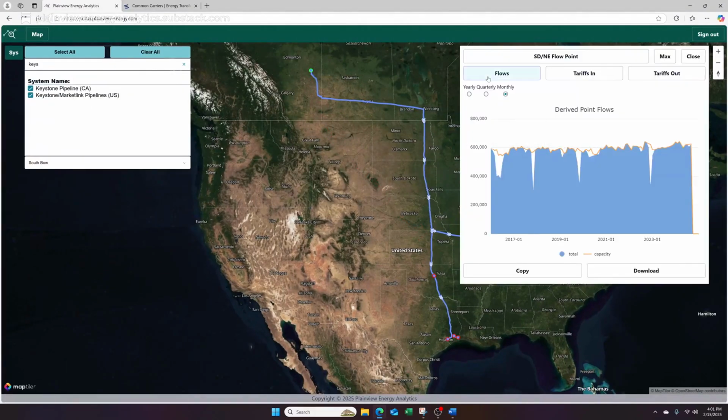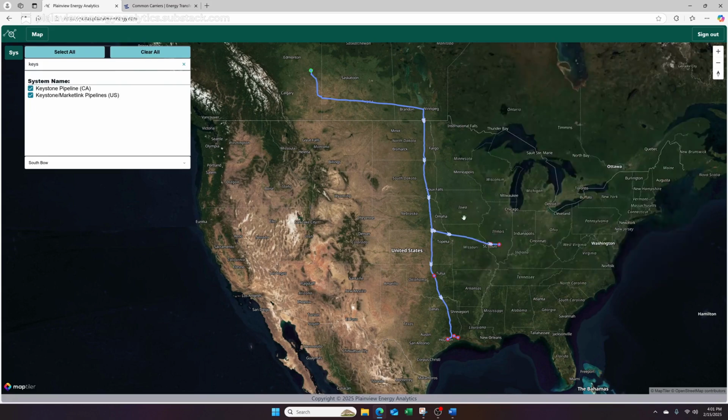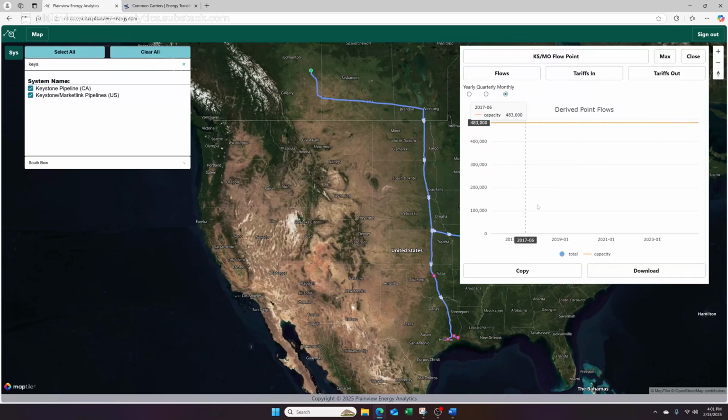So what you had here, and we'll look at this on the flows, is today we have a pipeline in Keystone that's essentially full on the northern portion. So here's the capacity, the orange line, the flows are in blue. You can see that it's basically a full pipeline. Now what's interesting is once you get to this separation or the split in the pipeline, we can't actually see the flows on this. There's no publicly available data that I'm aware of that shows these.